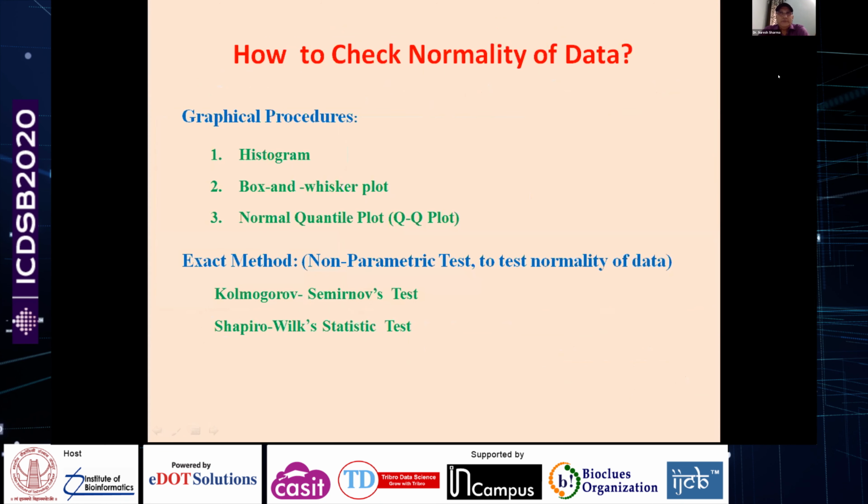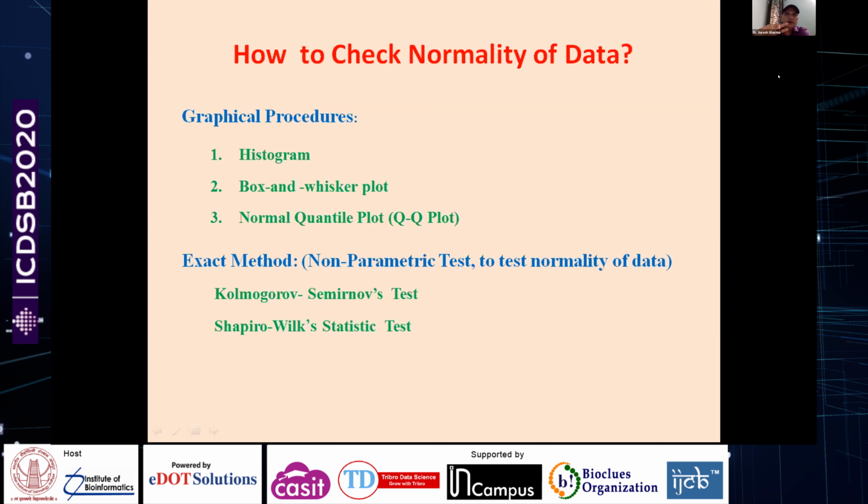Okay, now a major problem comes whenever we subject our data to statistical analysis: how to check the normality of the data. So there are three basic graphical procedures. One of them is the histogram. You can look at the shape of the histogram. If it is more or less symmetrical, you can say data is having a normal distribution. Otherwise you can look at the box plot, and in the box plot, if the median is in the center, again you can see that the data is normally distributed. But the third and most important graph is called the normal quantile plot, or sometimes called QQ plot. It plots the quantiles of your data against the quantiles of the standard normal, and if the points are along a straight line, then we say that our data follows normal distribution.